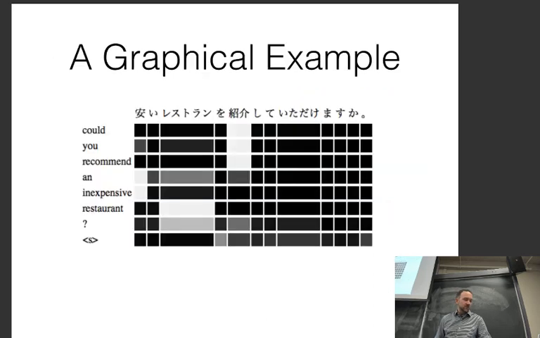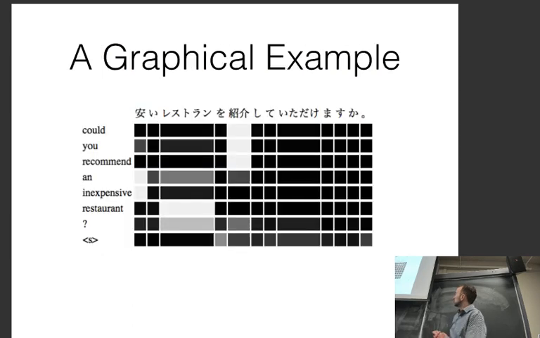This is a graphical example that I calculated myself from Japanese and English. The interesting thing about this example is it's "could you recommend an inexpensive restaurant?" And basically what it decides to do is it decides to focus on "recommend" for all of "could you recommend". It decides to focus on "inexpensive" for "inexpensive". And then for "restaurant", it focuses on "restaurant". Then the question mark, it also focuses on "restaurant" for some reason. And then that's how you generate your sentence.